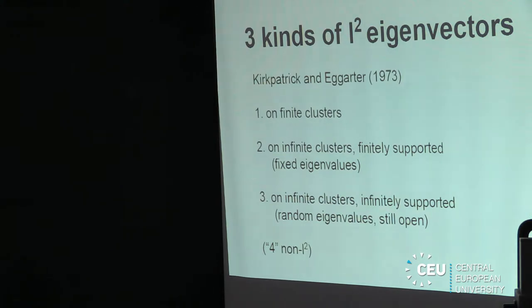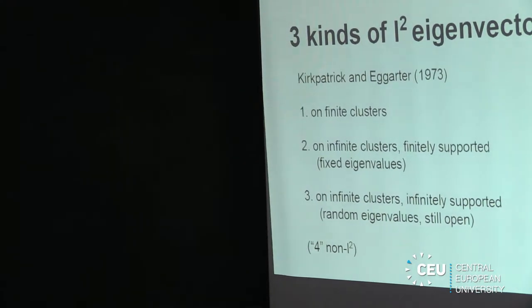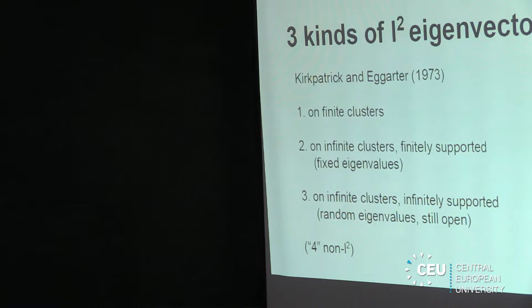One thing I will tell you quickly is that, of course, on finite clusters you will have eigenvectors. That's clear, that one exists. The fact that the second kind exists is actually not so hard to see. We will see some pictures of eigenvectors on the infinite clusters that are themselves finitely supported. Whether the third exists or not is still open. And whether the fourth exists is of course very open. I just told you that. This is almost the extended states conjecture.